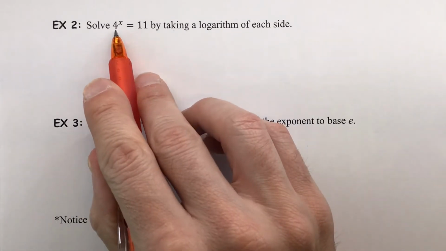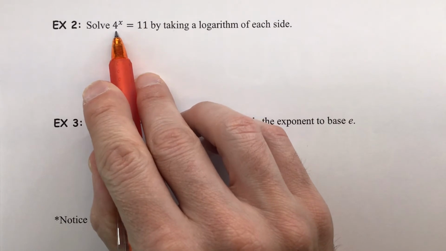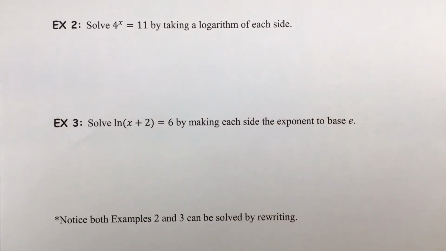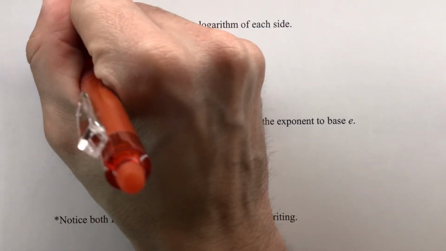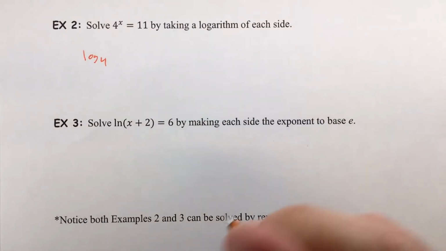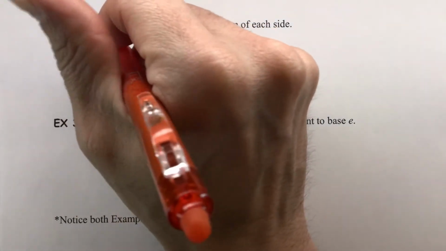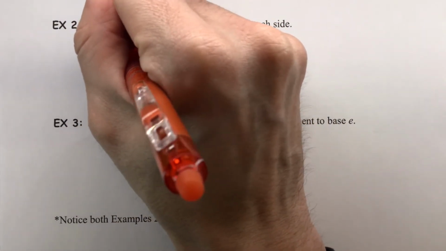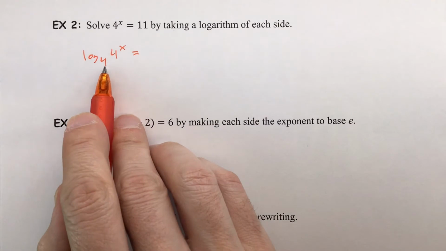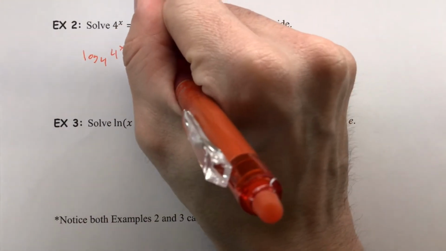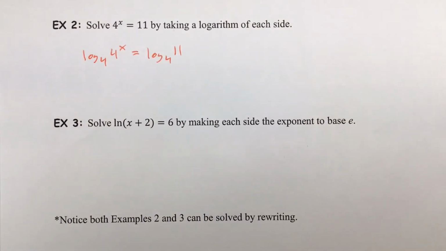Now this is 4 as a base, right? This is base 4 raised to the x power. What we're going to do is use the logarithm with the base of 4. So if we take log base 4 of both sides of the equation, we're going to be able to get that x by itself. Log base 4 of the left side is going to be equal to log base 4 of 11.